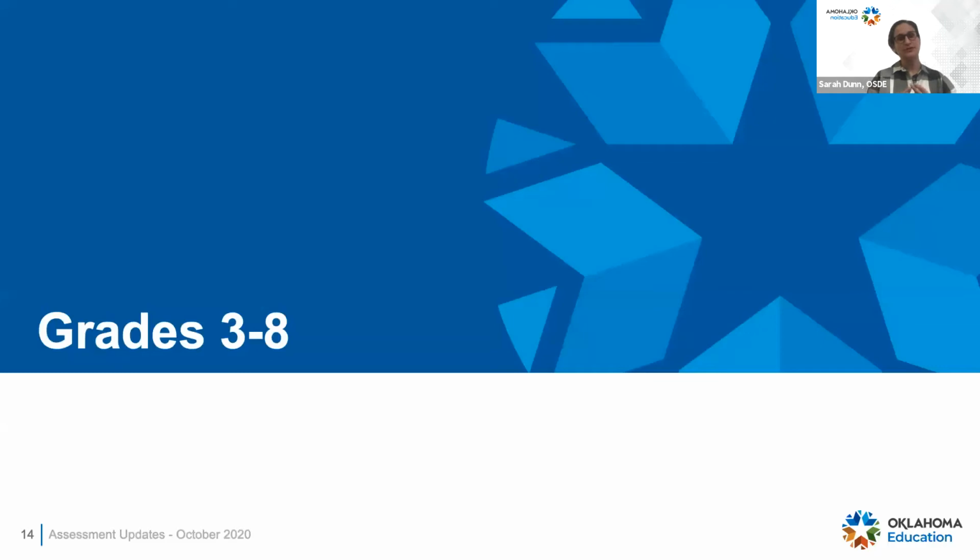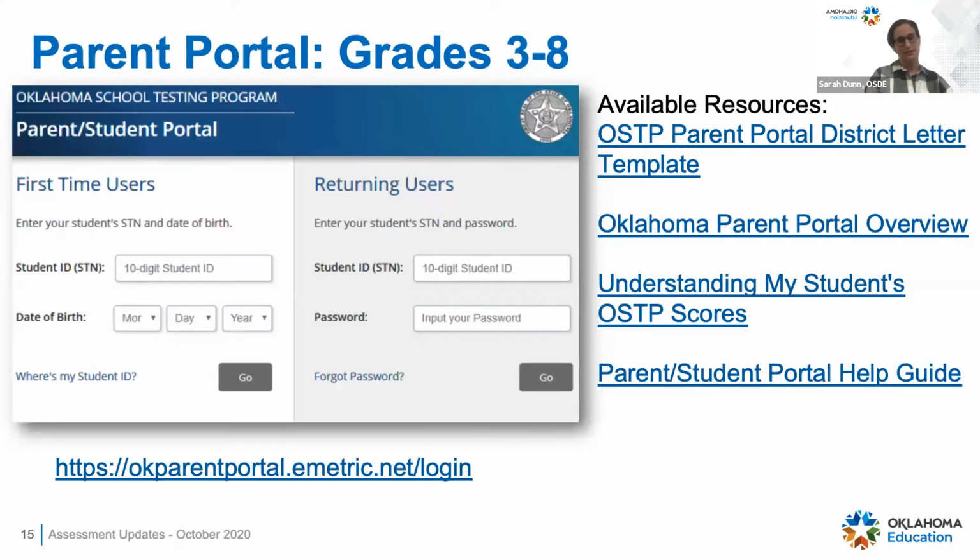So now I'm going to move into some more grade level specific updates. And so we'll start with grades 3 through 8. The first thing I wanted to highlight was our parent portal. It's not necessarily an update. We've had it for a while. It's been available, but I think it's really important because we no longer send out paper reports to schools to send home with parents. So all parents can access their students' scores, and students can access their own scores as well through our online parent portal.